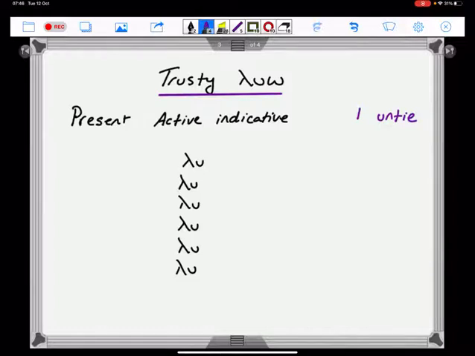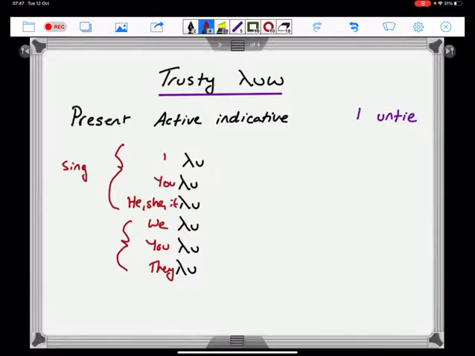First of all, we need to think about what do these 6 persons on the screen mean. If you've studied an inflected language before, you may well be familiar with them. I, you, he, she, it. We, you, they. And if you put that into grammatical terms, you've got singular and plural, and you can number them first, second, third, singular and plural.